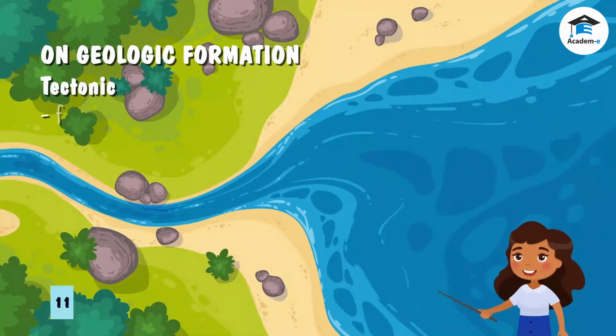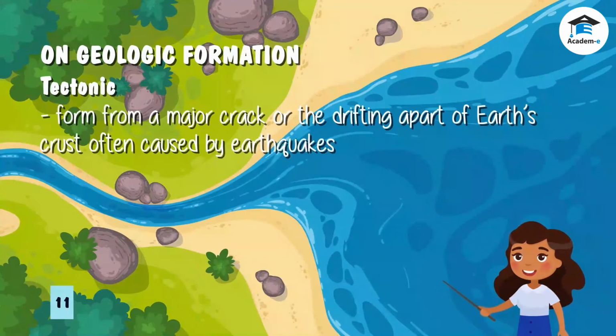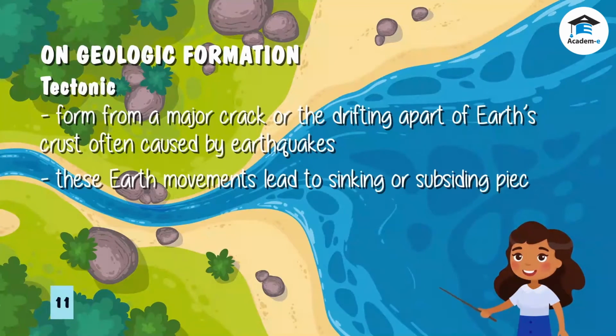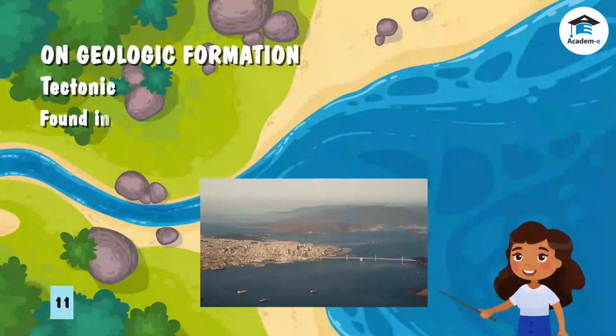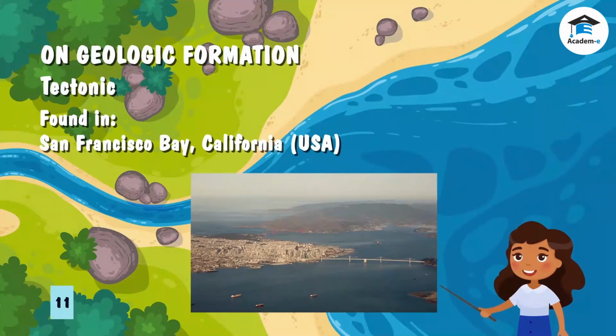Tectonic estuaries form from a major crack or the drifting apart of Earth's crust often caused by earthquakes. These movements lead to sinking or subsiding pieces of land, producing a basin that becomes filled with seawater and freshwater. These estuaries are found along major fault lines, like the San Francisco Bay Area in California.